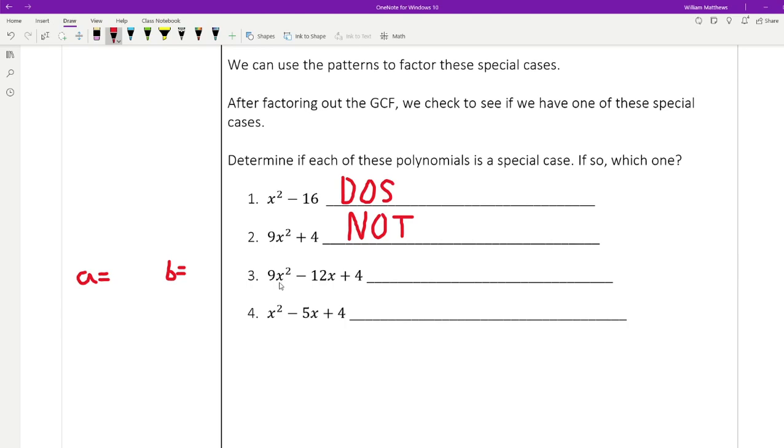For number three, the square root of 9x squared, I would square root the 9, which is 3, and the square root of x squared is x. So my A value would be 3x. For B, I'm looking at the 4. The square root of 4 would be 2. So I know they come out to whole values, terms that I can deal with. But now I need to see if they will combine and double to equal the negative 12.